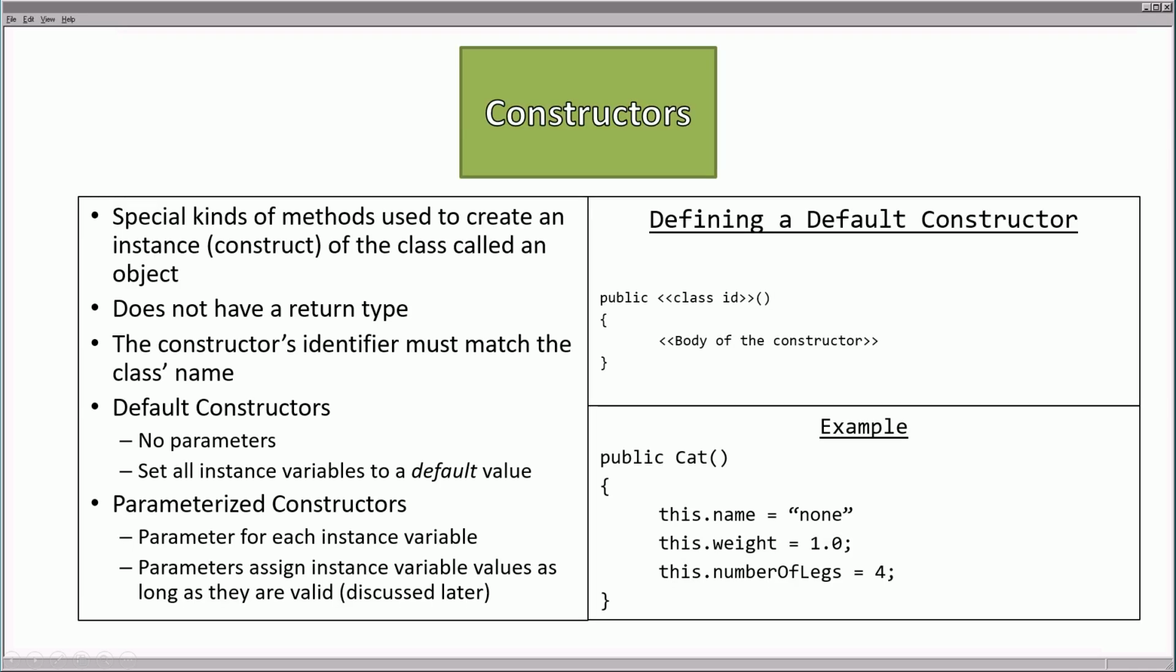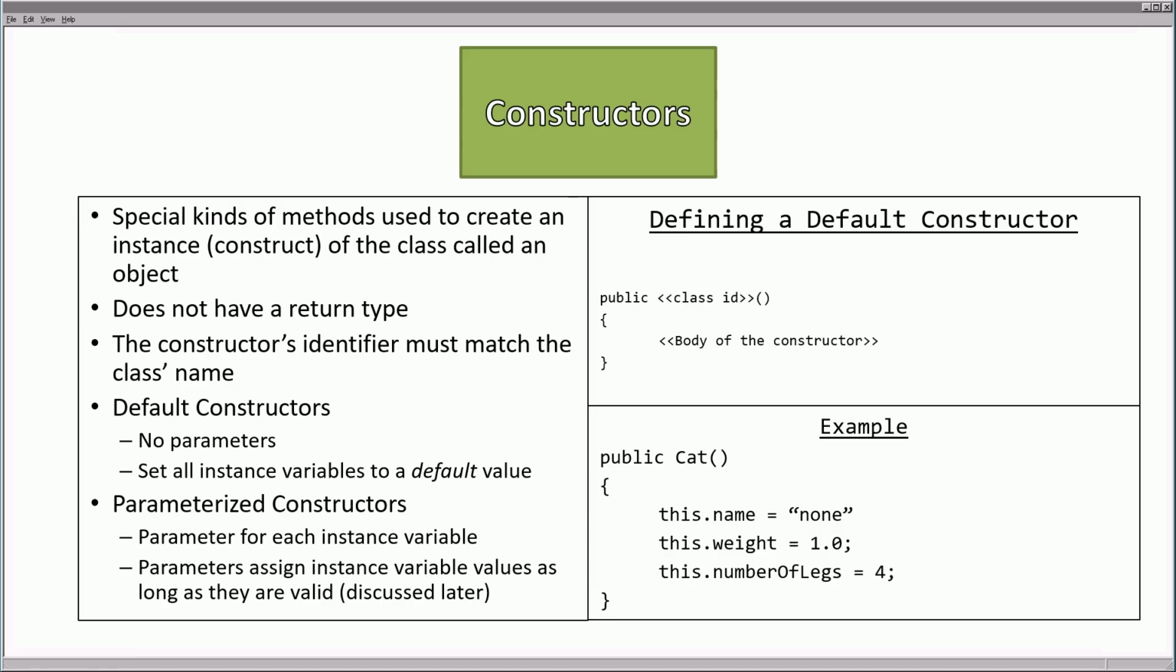Next, we need to write constructors. Constructors are very special kinds of methods that are used to create, or construct, an instance of the class, that's called an object. These are not like other methods because first of all, they do not have a return type. And also their identifier must match the class identifier.